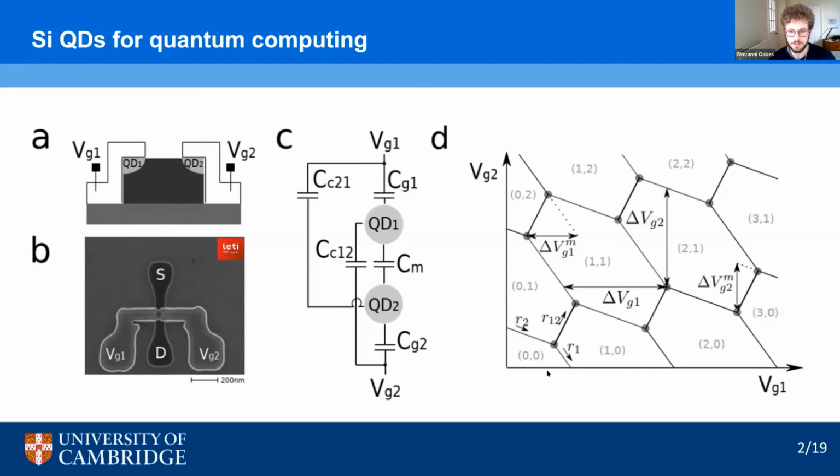And for a double quantum dot, we have two negative gradients that are the transitions from the reservoir, which is from our source or drain, to one of our dots, or we have some positive gradients that are known as interdot charge transitions, in which an electron tunnels between the two dots. So here, we have an electron tunneling from quantum dot 1 to quantum dot 2.